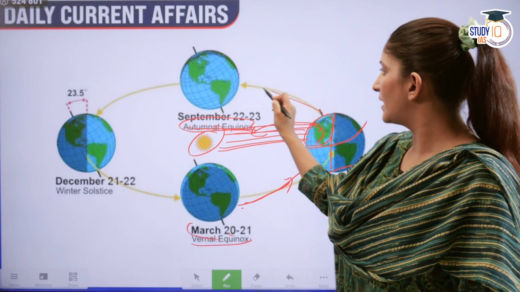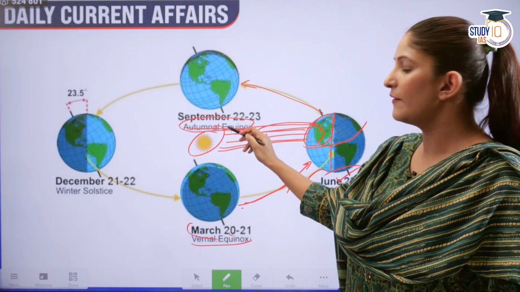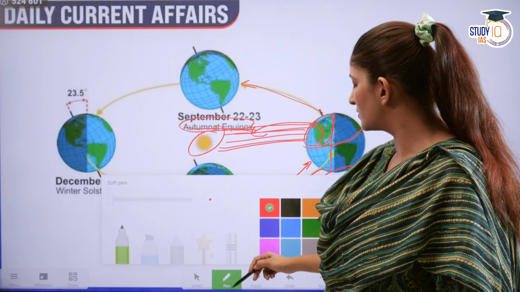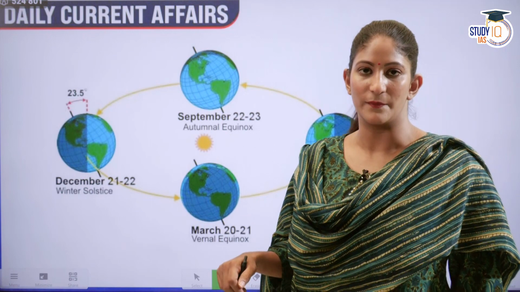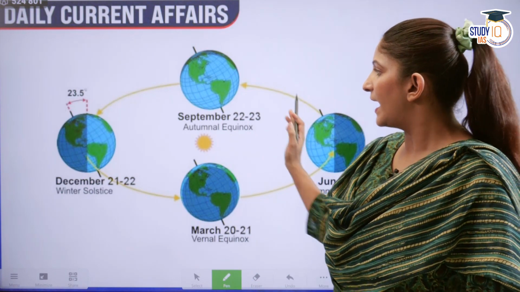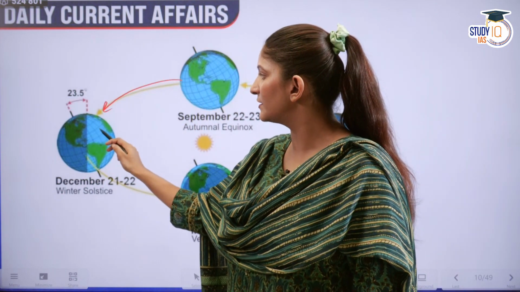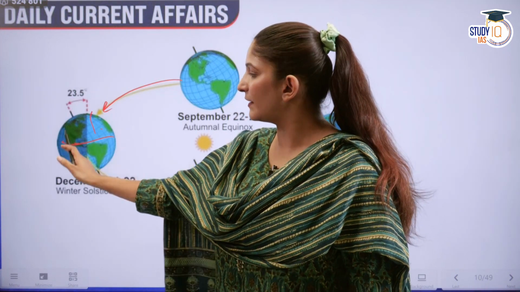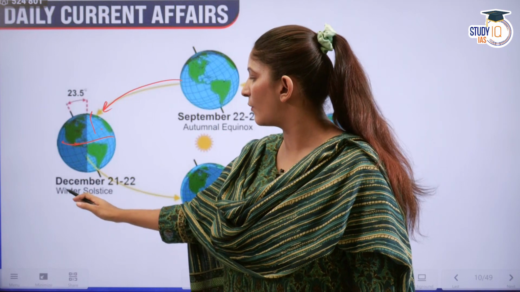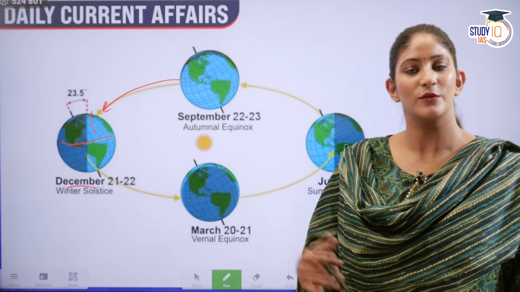Then another anti-clockwise direction. Then we have autumnal equinox. Here also the sun is shining directly on the equator. Equal days and equal nights. And then we have here the winter solstice, when the northern hemisphere is tilted away from the sun. This is happening on December 21st to 22nd.